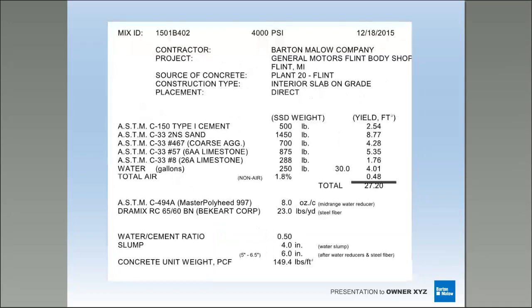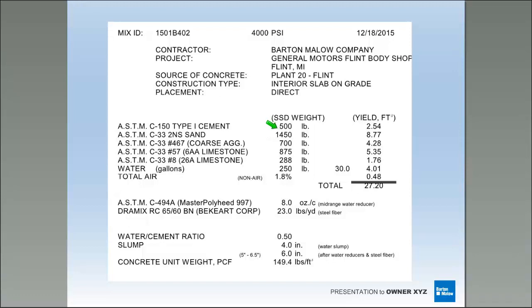Going through another mix design here. Again, different supplier, but if you look at a totally different supplier, where are they at? Water cement ratio 0.50. Their slump before water reducer is a 4, after water reducer a 6. Just about perfect. If you look at your aggregates, my sand is at 1450. I'm at 500 pounds of cement.